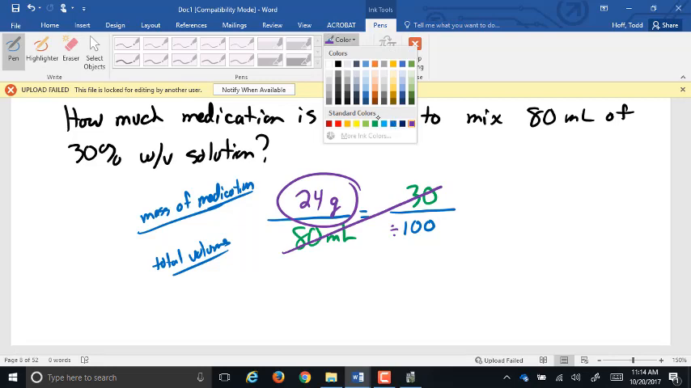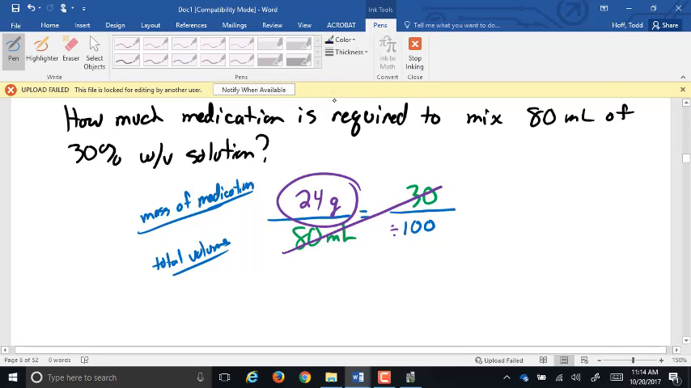By the way, a weight and volume solution typically has much lower concentrations because you have to dissolve the powder into the liquid, and you can't dissolve large amounts of powder into small amounts of liquid.